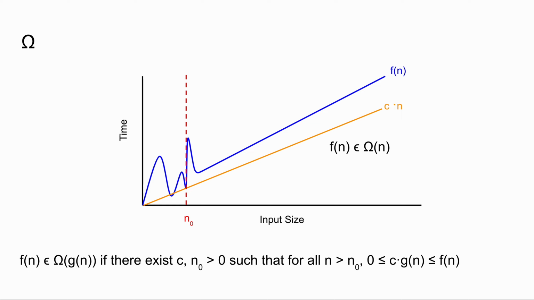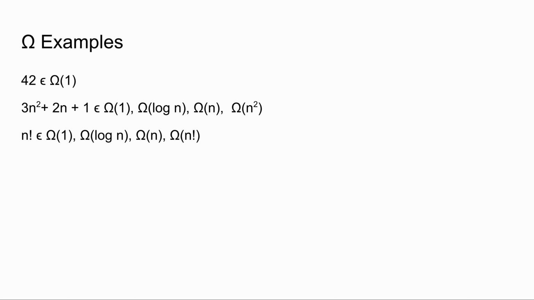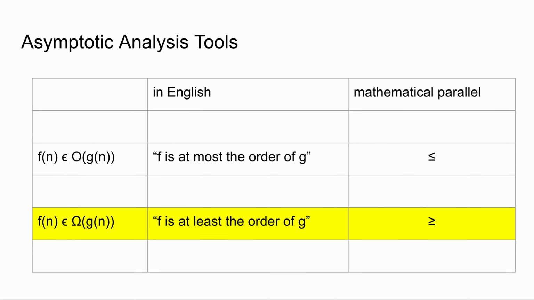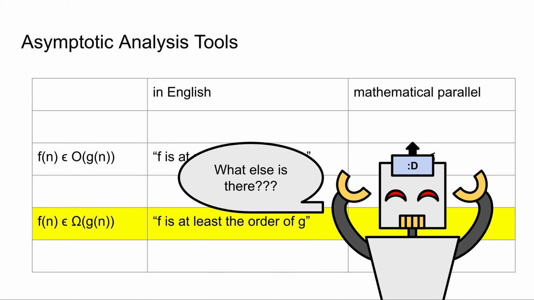Informally, f of n is in big omega of g of n if f is at least the order of g. In this diagram, we can see that f of n is in big omega of n. Here are some examples. Now we can fill out this handy table with what we just learned. The symbols we use for asymptotic analysis have a parallel to arithmetic, which I've listed here to help you familiarize yourselves with asymptotic analysis. What else is there?